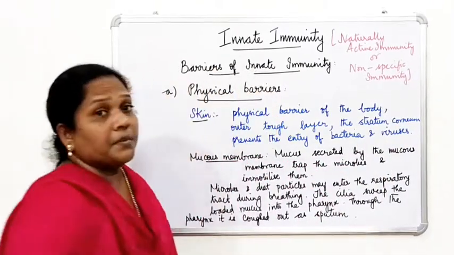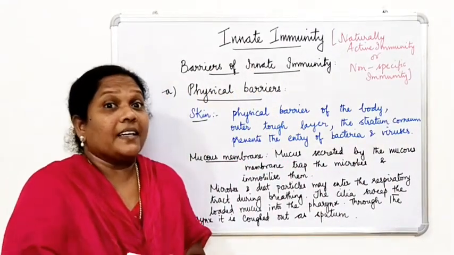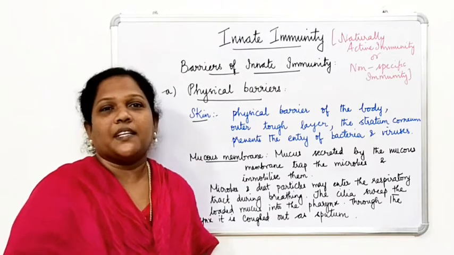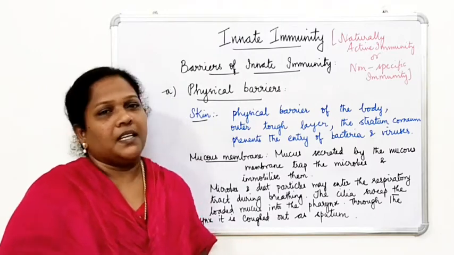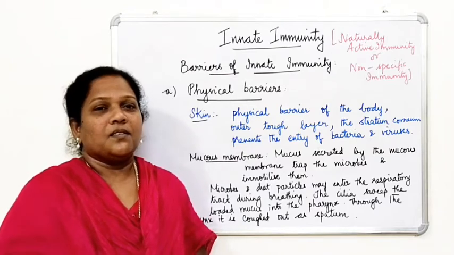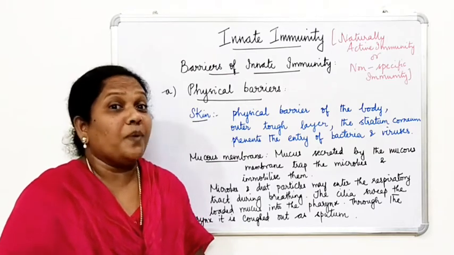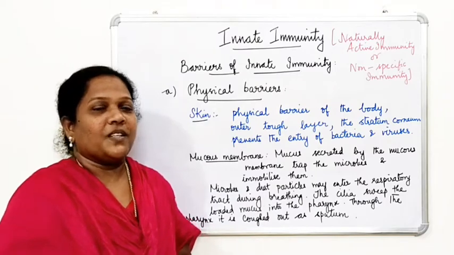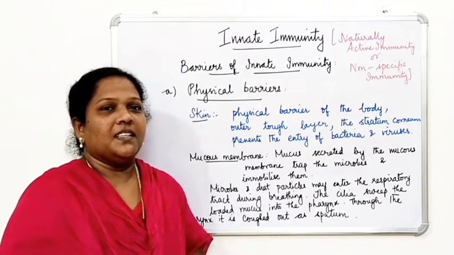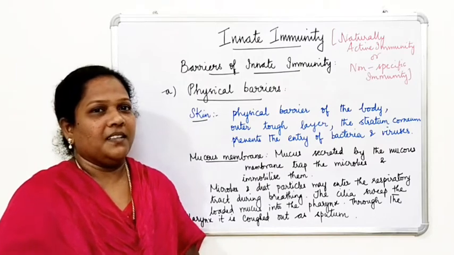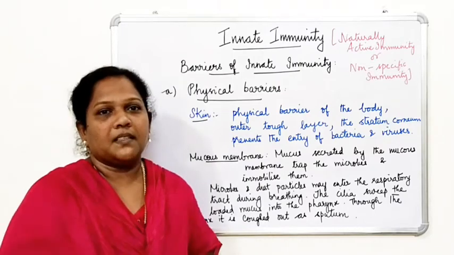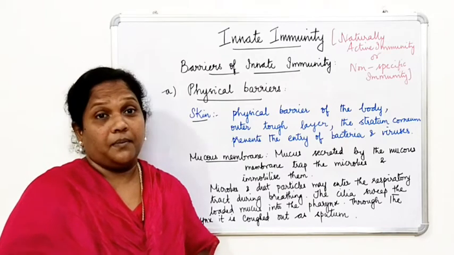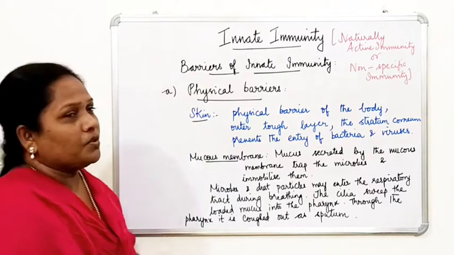It is present right from birth, and it acts against the antigen. An antigen may be a bacteria or a virus. So how can it act? What are those barriers that act as a barrier? That is what we are going to learn in this topic. In innate immunity, we are going to learn about the barriers. The first barrier is the physical barrier, and the next ones are the physiological barrier, cellular barrier, cytokine barrier and inflammatory barrier.